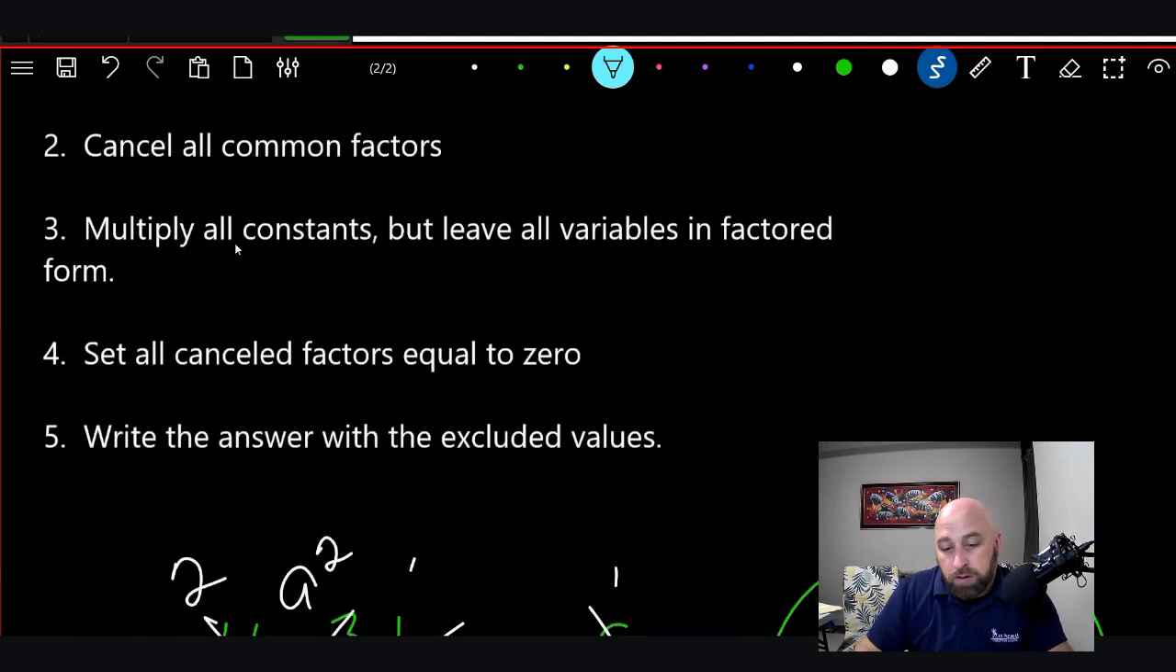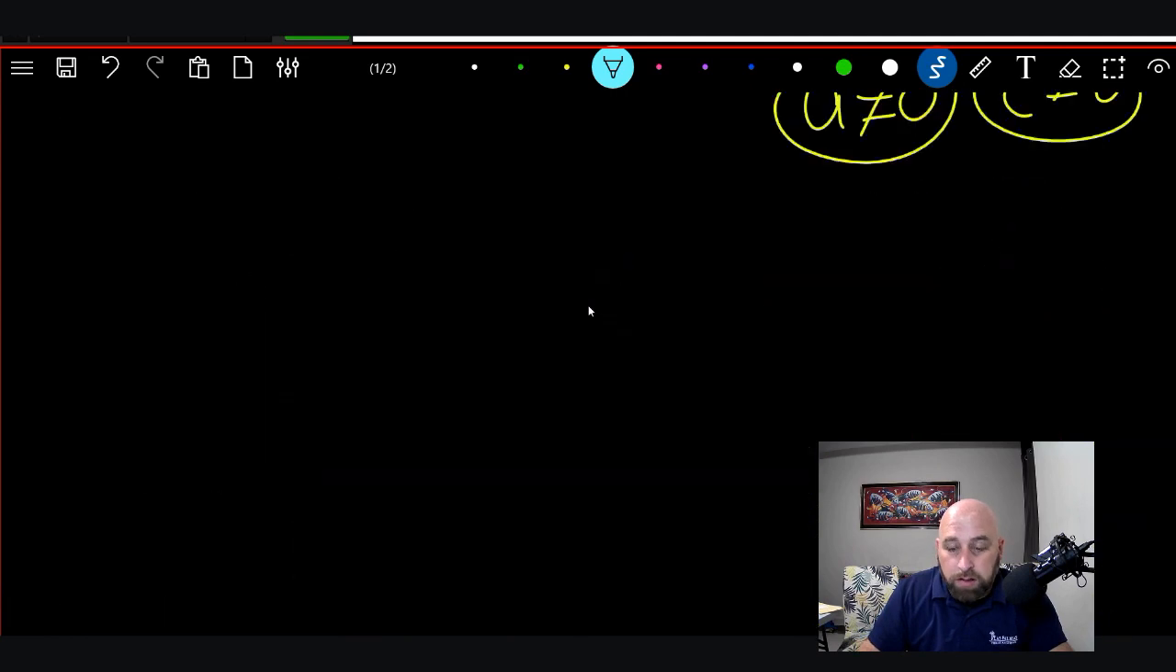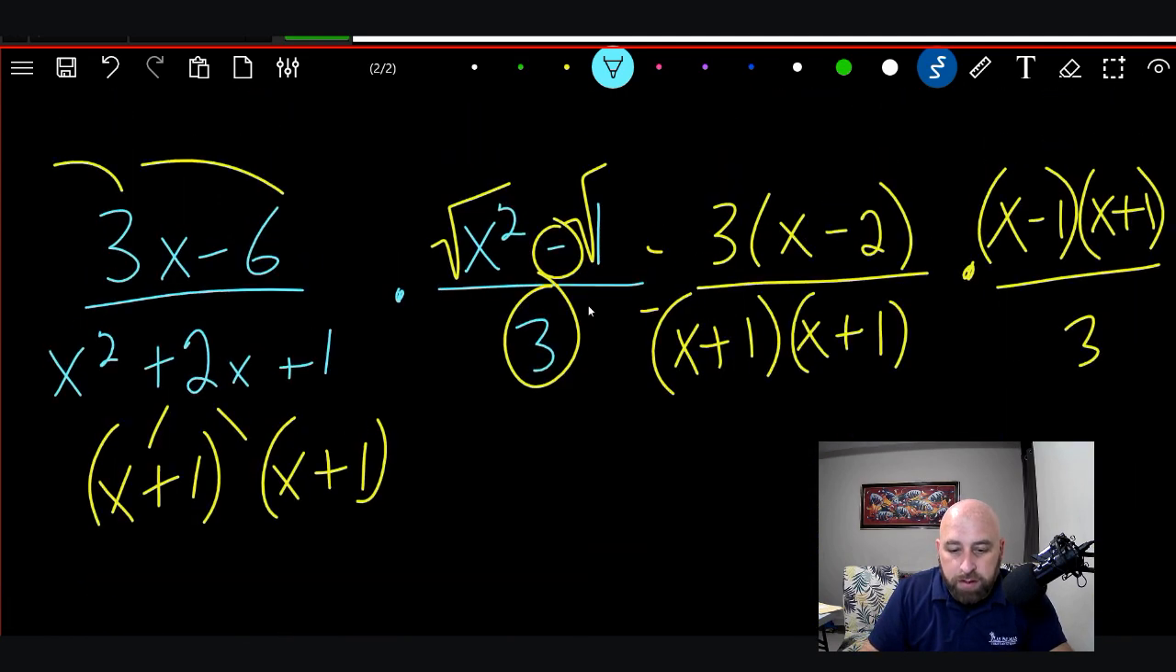All right, now what? Well, let's go back to our steps. Cancel all common factors. All right, so let's go to our common factors. Notice we have a 3 and a 3. Those cancel to 1. Don't cancel those to 0. You never want to cancel to 0. It cancels to 1. All right, then look, we have an x plus 1, and we can cancel one of these x plus 1s. You can't cancel both x plus 1s. Okay, just one of them. And everything cancels to 1 because anything divided by itself is always 1.